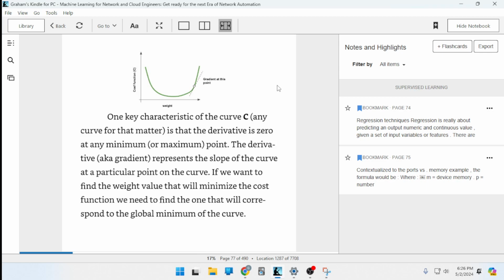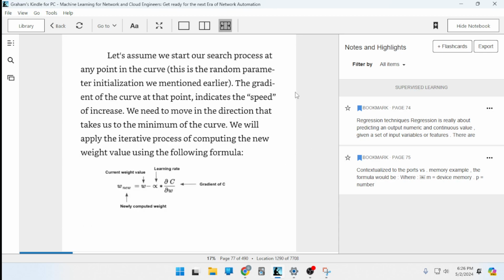One key characteristic of the curve C, any curve for that matter, is that the derivative is 0 at any minimum or maximum point. The derivative, aka gradient, represents the slope of the curve at a particular point on the curve. If we want to find the weight value that will minimize the cost function, we need to find the one that will correspond to the global minimum of the curve.